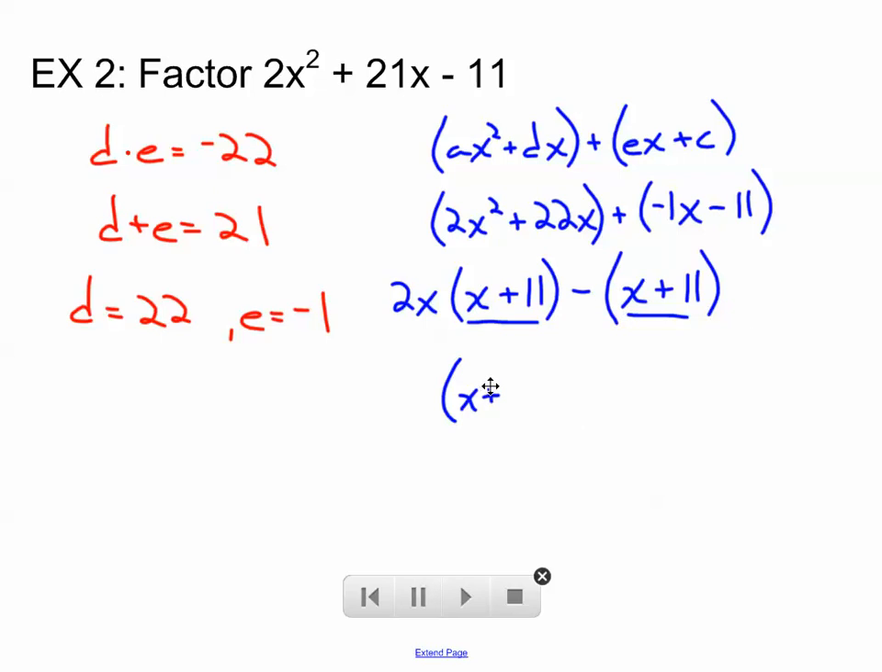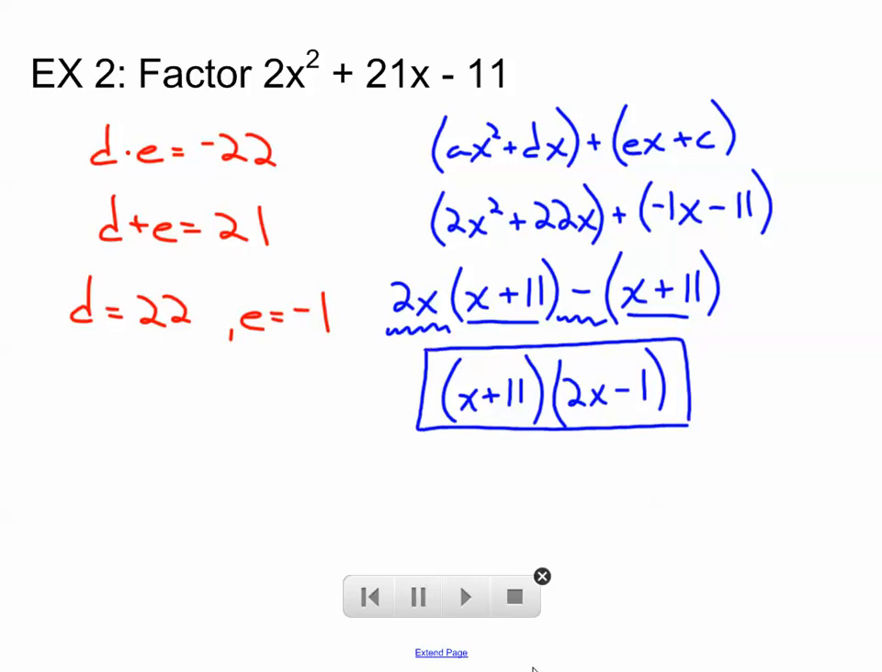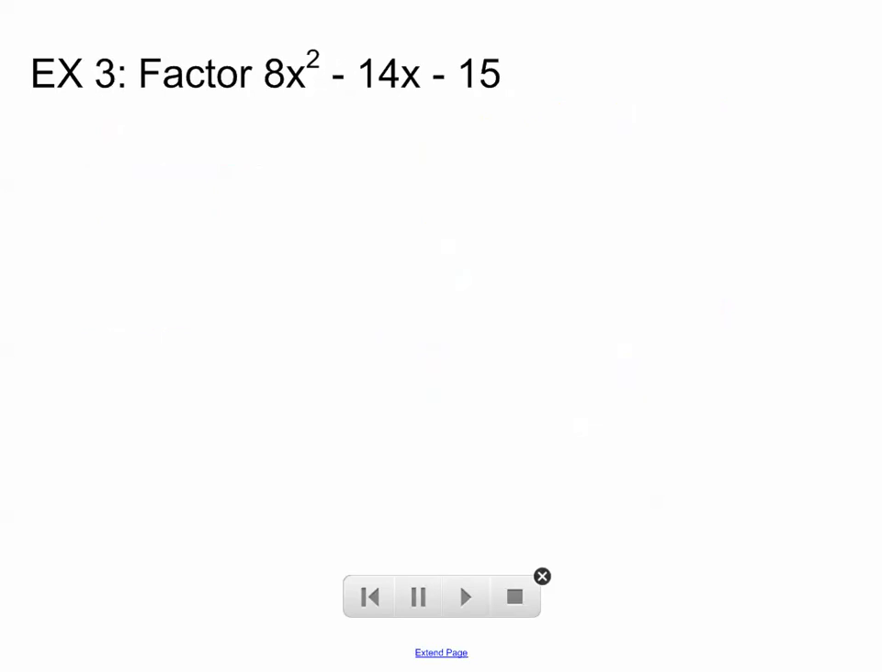X plus 11 is one of the factors. These should always be identical. The other factor is 2x minus 1 right here. It seems a little bit complicated, but you're going to see that it's very repetitive. All right, let's do this again.